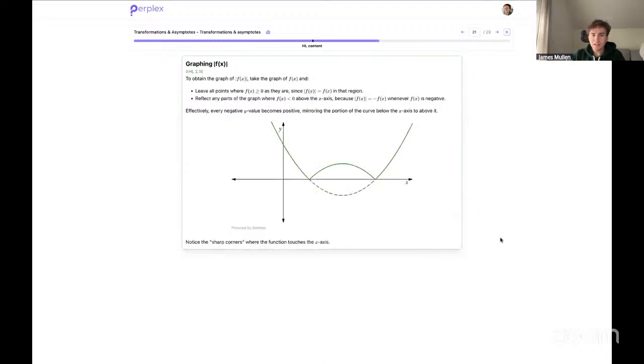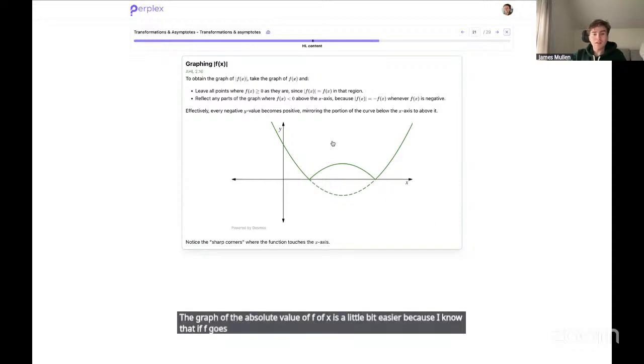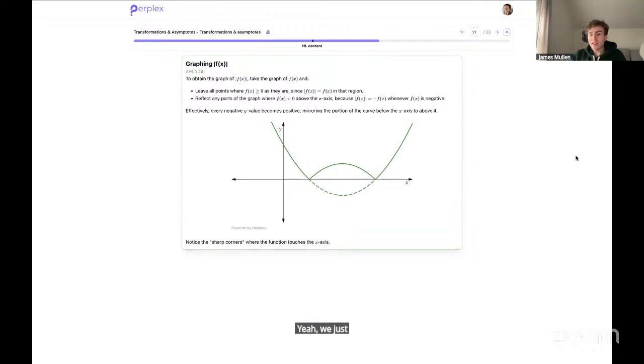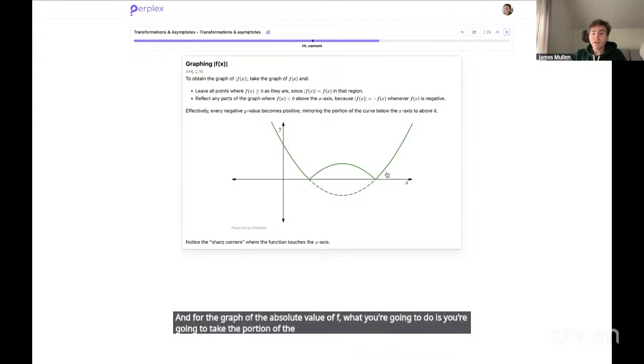Okay, continuing. The graph of the absolute value of f of x is a little bit easier because I know that if f goes negative, then I have to reflect it positive because an absolute value is always positive. Yeah, we just mirror the negative side to the positive side, Alex, exactly. And for the graph of the absolute value of f, you're going to take the portion of the graph that is negative and reflect it above the x-axis, okay?